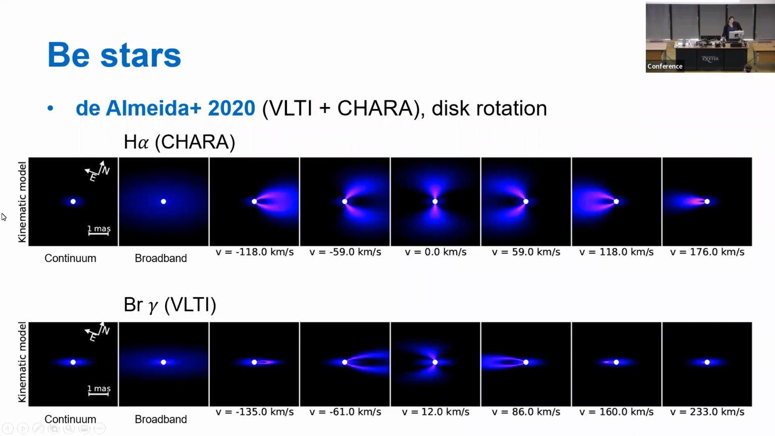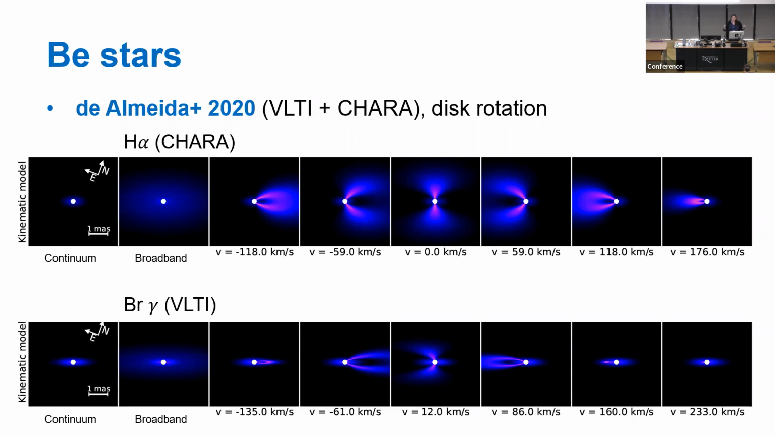And then the second column is just looking at broadband data, looking at all the light. And then the plots on the right, onwards, are looking at different velocities. So again, looking at the red shifted and blue shifted side of the disk and modeling the rotation, modeling the physical sizes of the disk. And this is important to compare not just the sizes at different wavelengths, but compared to other BE stars that have been observed, trying to see if there are any similarities, if they can try to learn about BE stars as a whole.